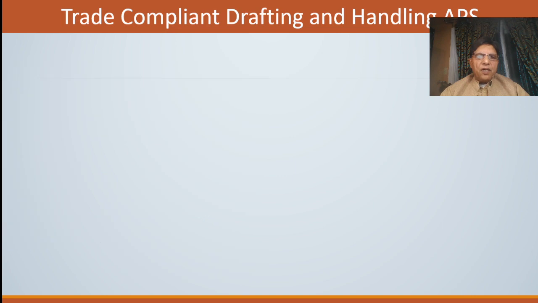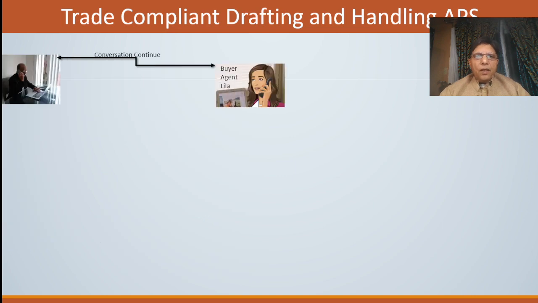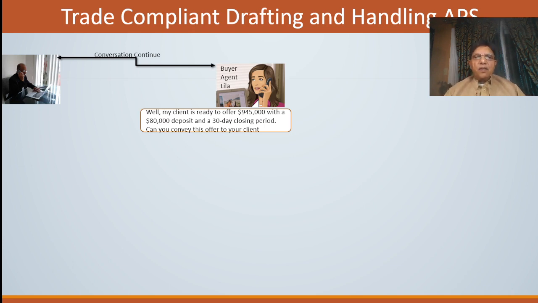The conversation continues, and she says that my client is willing. She is conveying some dollar amount with a certain deposit as well, and a closing date. That could be anything. But in this case, the property Mr. Javed is listing is, let's suppose, for $1 million. She is saying that my client is interested in $945,000 with an $80,000 deposit and a 30-day closing period. Can you convey this offer to your client?